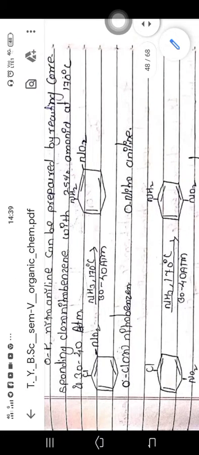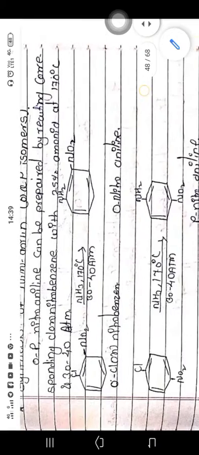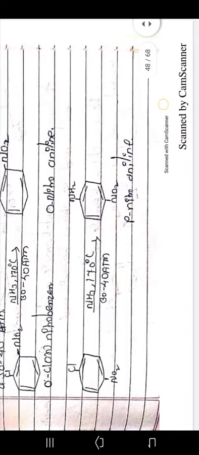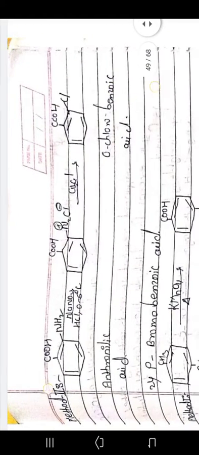So ortho-nitroaniline can be prepared by reacting the corresponding chloronitrobenzene with 25% ammonia at 170 degrees centigrade and 30 to 40 atmospheric pressure. Next, para-chloronitrobenzene can be treated with NH3 at 170 degrees centigrade and 30 to 40 atmospheric pressure. The chlorine atom is replaced by NH3, and para-nitroaniline is formed. Methods.